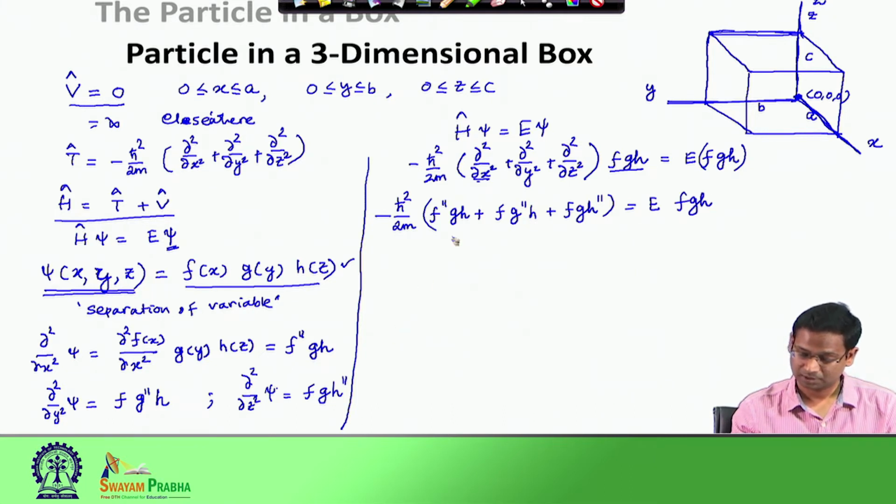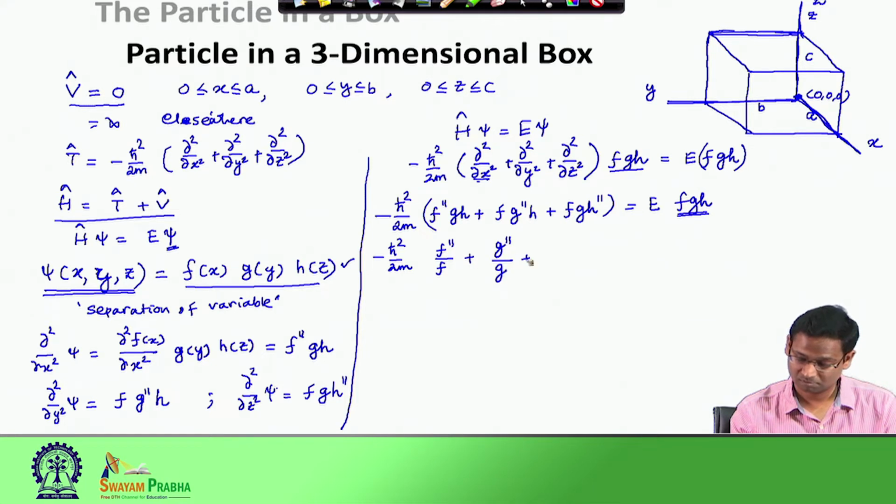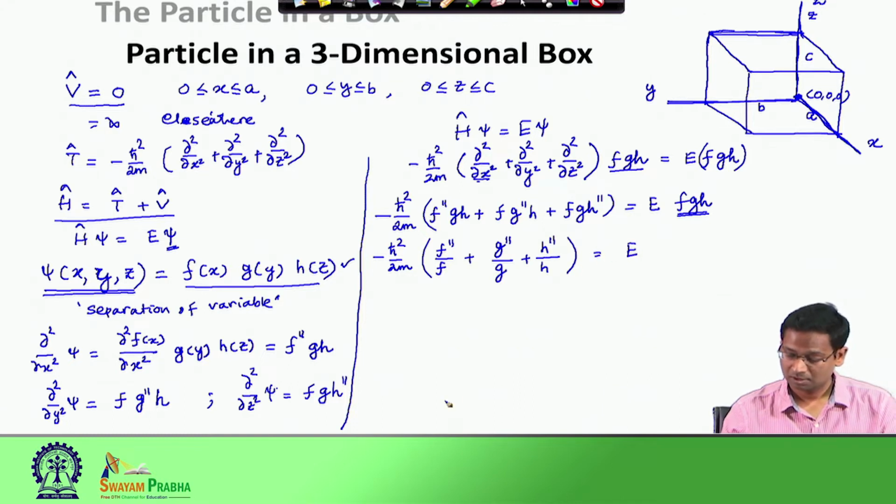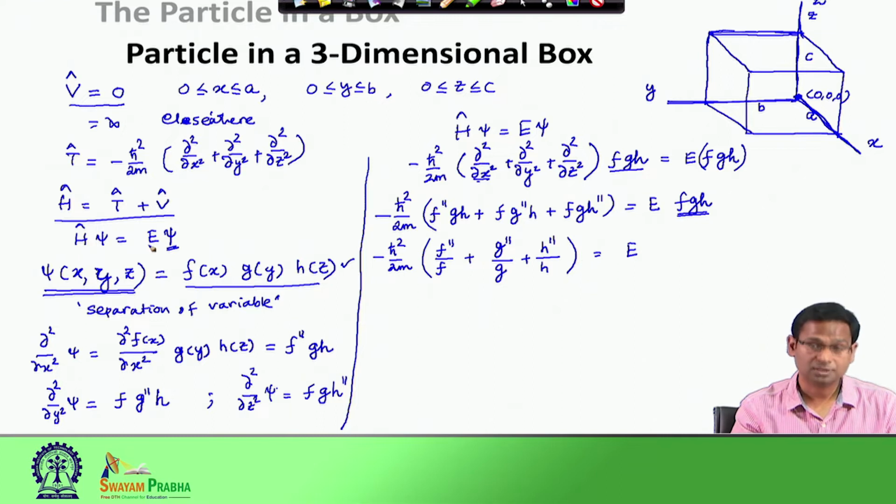On the right hand side, the first term is coming when I am differentiating with respect to x. The second term is coming when I am differentiating with respect to y. The third term is coming when I am differentiating the function with respect to z. And in both the right hand side and the left hand side, I can divide by f g h. In that case, I will be left with this, and this E is the energy in the Schrodinger equation, and this is of course going to be a constant.